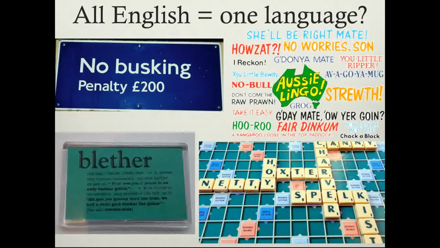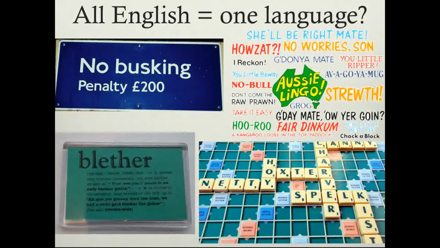All right, on the bottom left, we have a Scottish word, blether, and it gives the definition underneath. On the bottom right, we have from the Northumbrian dialect of English, a Scrabble game, and then above that, top right, we have some Australian dialect. So if you take a look at all of this, what you notice is there's a lot of vocabulary that is not common to our form of English.